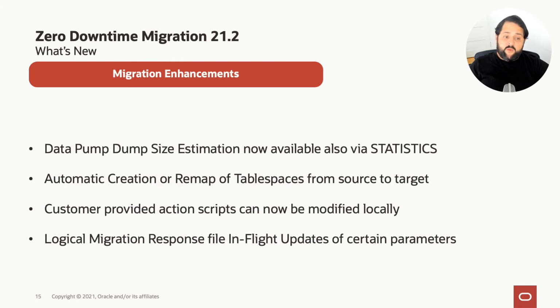And then migration enhancement wise, for logical migration, we use Data Pump. So for estimating the dump size, we now use the statistics method as well. It's actually available, so you can choose either or. For logical migration as well, we do an automatic creation or remapping of the tablespaces from the source to the target. If you have provided any action scripts that you want ZDM to run at any phase or any given time, they can now be modified on a local level. And of course, for the response file that ZDM uses in logical migration, you can now change some of the parameters while the migration is taking place. There are certain restrictions for this, but at least now you can do some in-flight modifications.